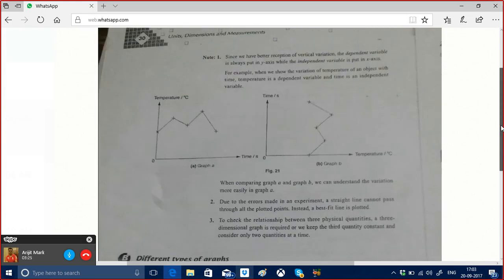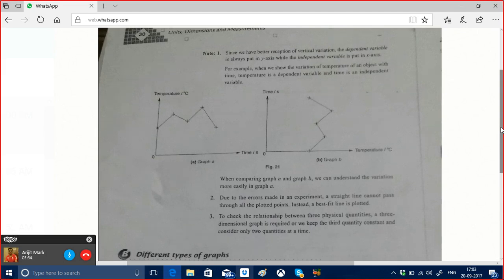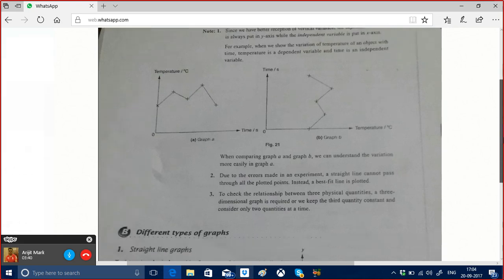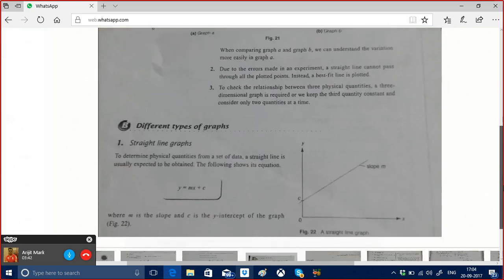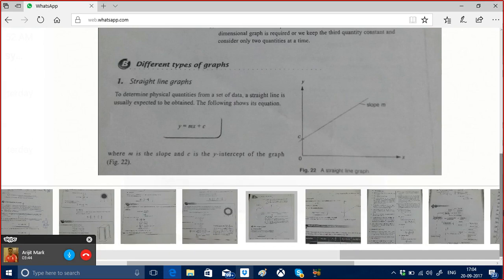The dependent variable is always on the y-axis and the independent variable we put on the x-axis. So what do you want to ask here, beta, because there are different types of graphs? What is it referring to, especially independent and dependent variables?